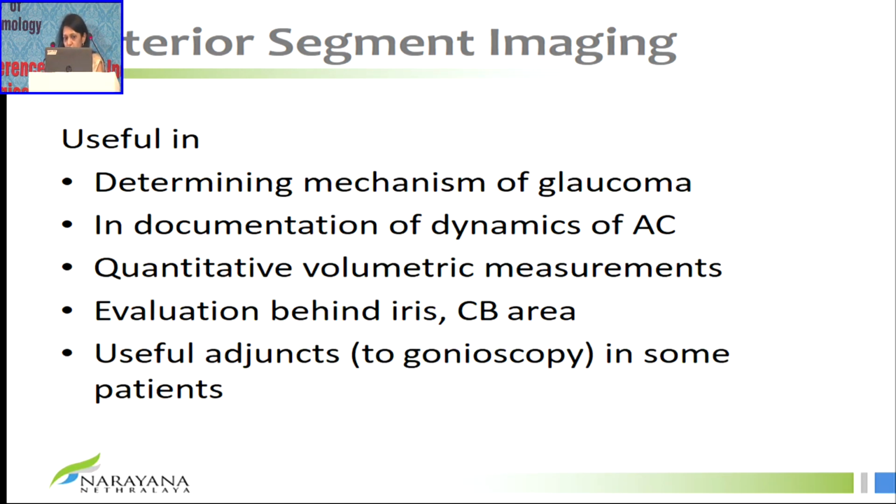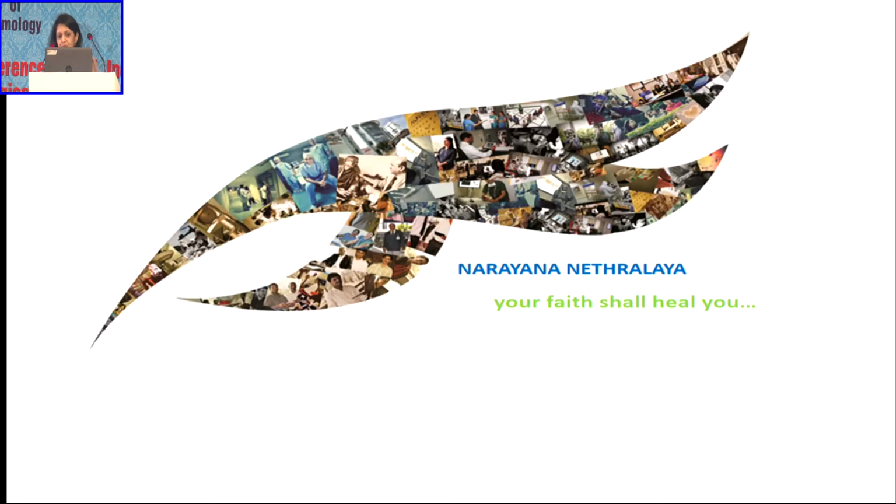So are they useful? Yes, they are useful. They might help you in determining the mechanism of glaucoma. They help in documenting the dynamics of the anterior chamber. It helps in quantitative volumetric measurements which are repeatable. Evaluation behind the iris and ciliary body, which cannot be seen either at the slit lamp or with gonioscopy, is aided by these instruments. So they are useful adjuncts to gonioscopy in select patients.